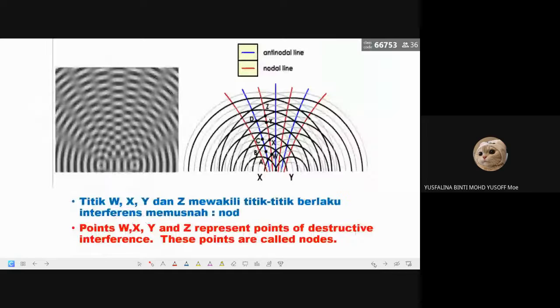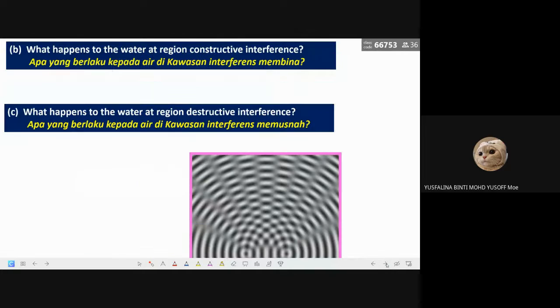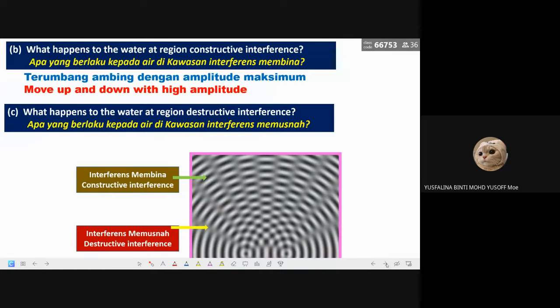Okay, let's try another one. Make sure that all of you understand what the constructive and the destructive interference are.